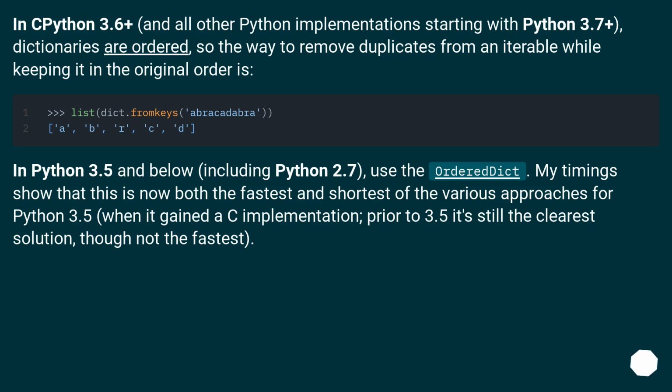In Python 3.6+, and all other Python implementations starting with Python 3.7+, dictionaries are ordered, so the way to remove duplicates from an iterable while keeping it in the original order is: In Python 3.5 and below, including Python 2.7, use the OrderedDict. My timings show that this is now both the fastest and shortest of the various approaches for Python 3.5. When it gained a C implementation, prior to 3.5 it's still the clearest solution, though not the fastest.